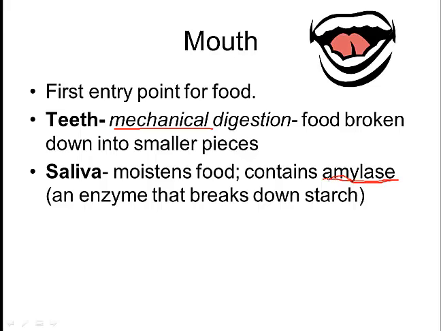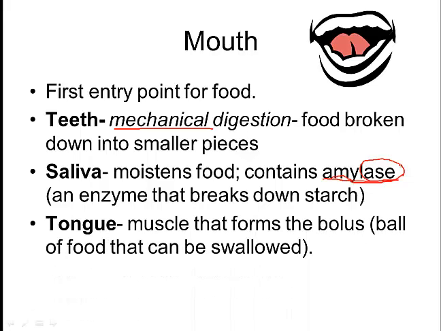called amylase. And remember, ends in ASE, that's how we know it's an enzyme. So amylase specifically will break down starches. So as soon as you put starchy food into your mouth, this enzyme amylase is going to start breaking down those foods into individual monosaccharides. You also have a tongue in your mouth that is going to help to form what's called the bolus. The bolus is the ball of food that you swallow.